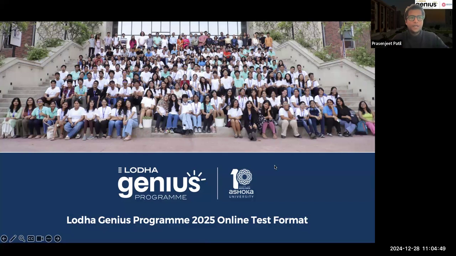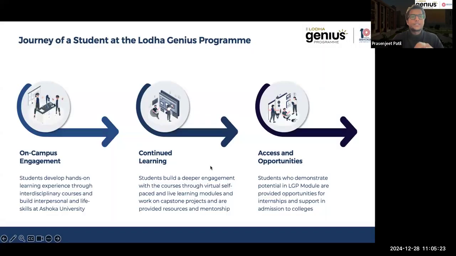So before I start with all of this, I'll quickly introduce the Lodha Genius Program. So LGP is a collaborative effort between the Lodha Foundation and Ashoka University. It's a fully funded scholarship program from grade group 9 to grade group 12. By fully funded, it means that for whatever opportunities and experience we are providing you, not a single penny is expected or required to be paid from your end. I'll just quickly show you the journey. So this is how it looks.